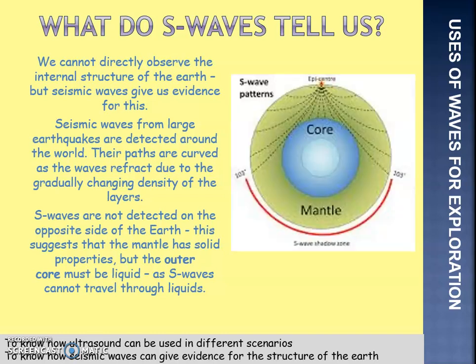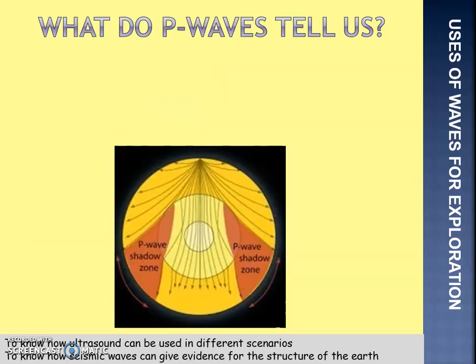You can see there from the S wave patterns, anywhere where there's solid it will travel through. As soon as it gets to that liquid core, it stops. So on the other side of the Earth we don't detect those S waves, meaning they have not travelled. So this gives us strong evidence that the outer core is made from liquid.